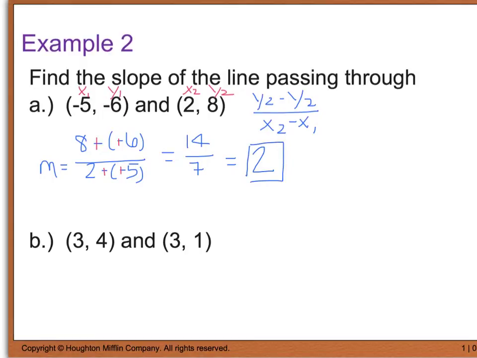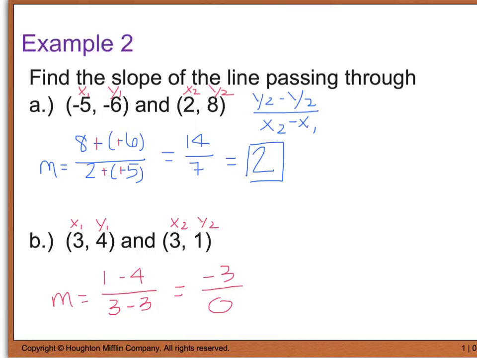Now, if we look at part B, we want to find the slope between the coordinate points (3, 4) and (3, 1). Again, if I label, here's x1, y1, x2, y2, we end up with 1 minus 4, again, this is our slope, divided by 3 minus 3, which is going to give us negative 3 divided by 0.